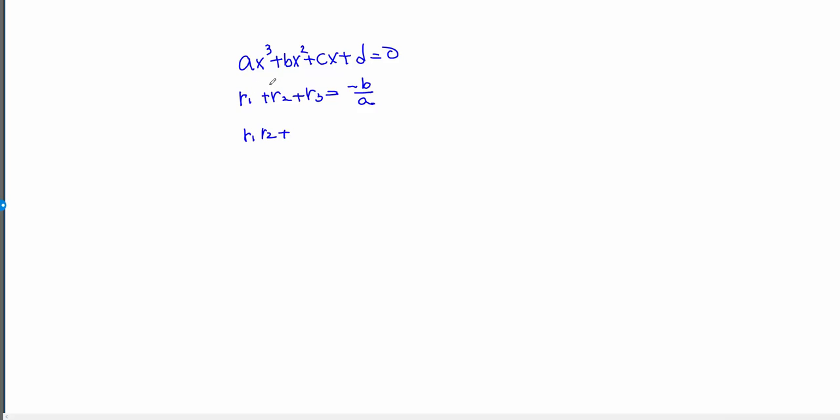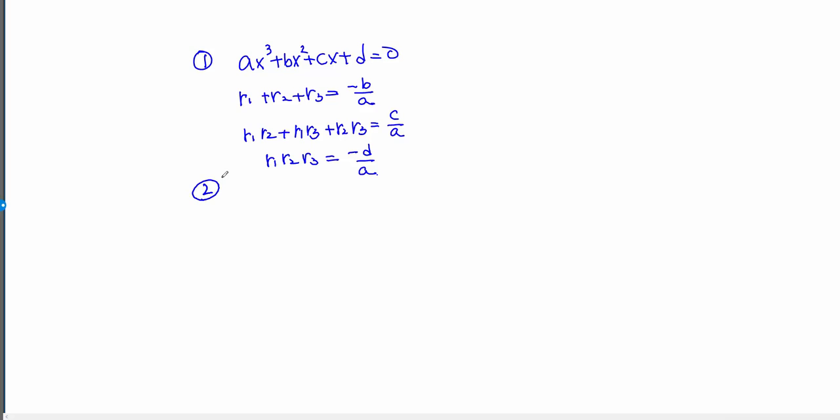Okay, what is this? r1 r2, r1 r3 and r2 r3, right? There's the sum of the products. This one equals what? The next is positive c over a. Okay? The next one is the product of all three, r1, r2, r3. This equals what? The next one is negative d over a. Okay? Alright, this is the first one.